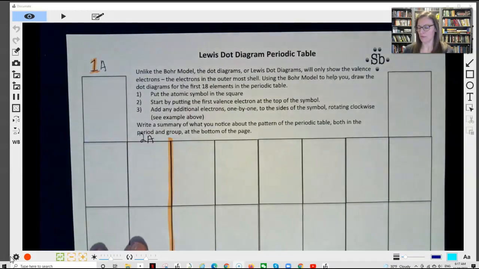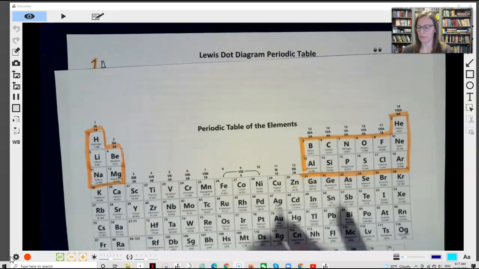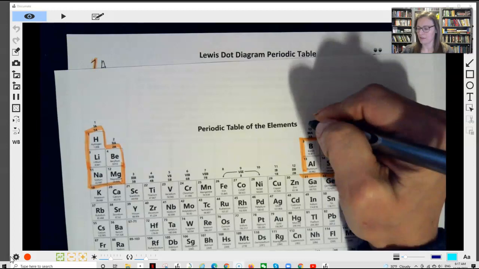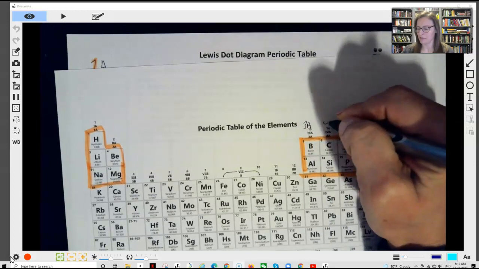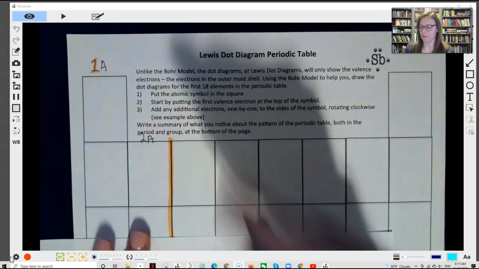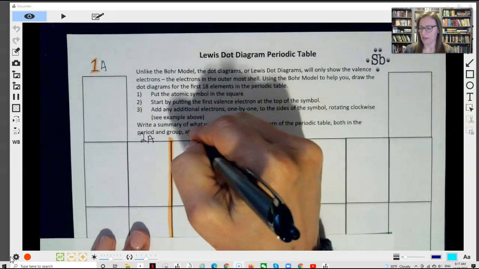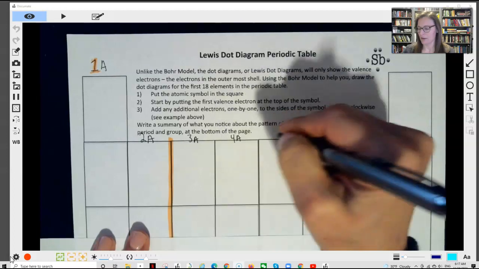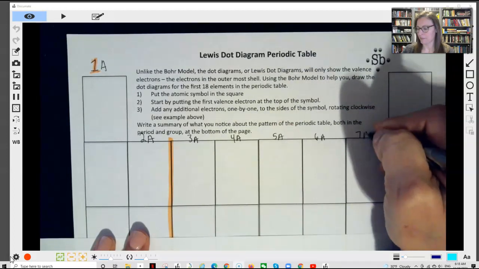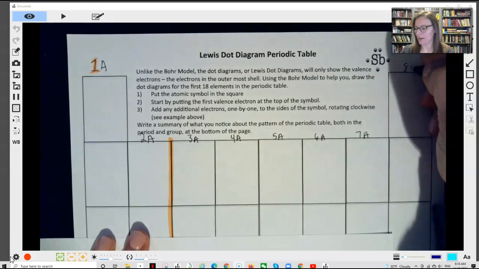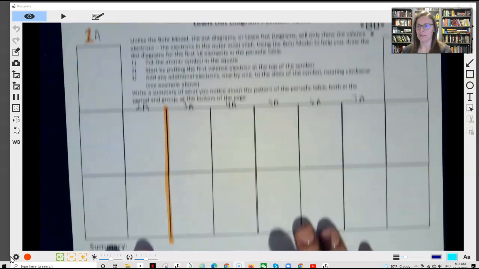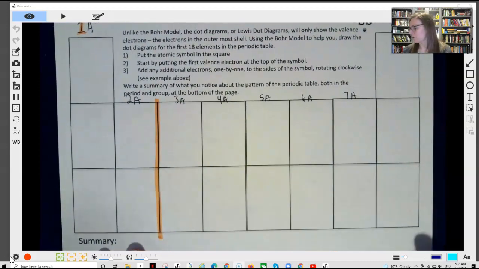And then remember how we talked about the A and the B group, how we can kind of skip over these, and when we jump over to here, this is 3A, 4A, etc. until we get up to 8A. So this is going to be our 3A, 4A, 5A, 6A, 7A, and our noble gases, our 8A. All right, so that's what we're going to be doing with these charts today.